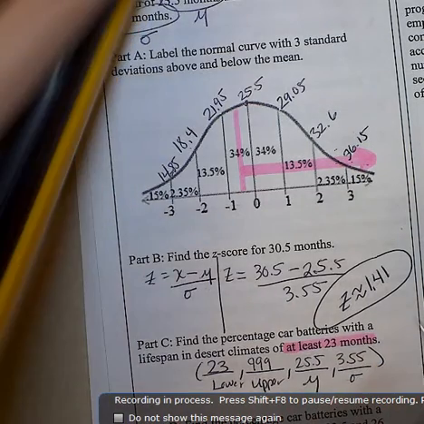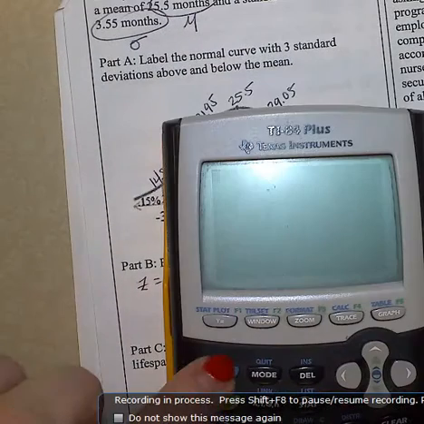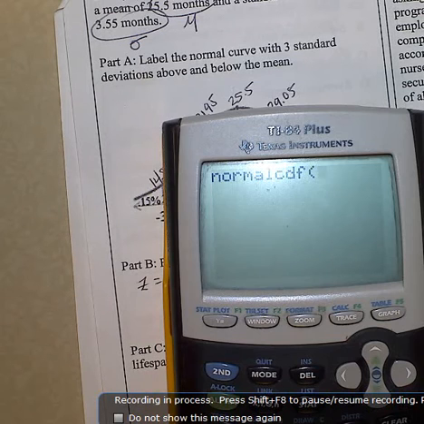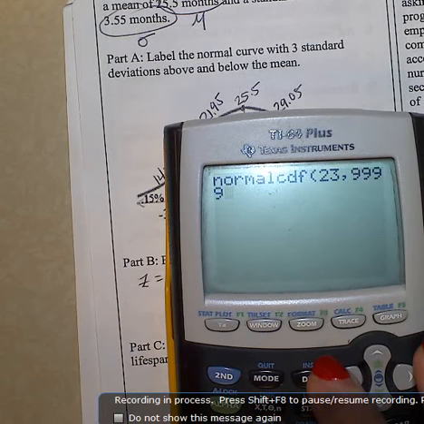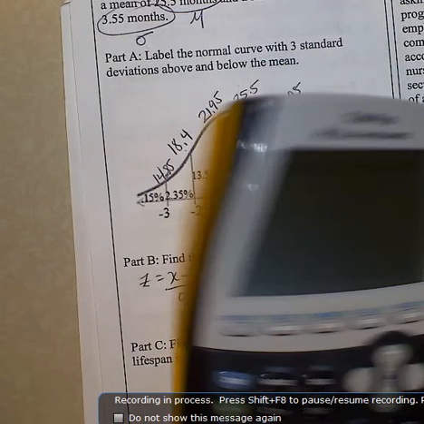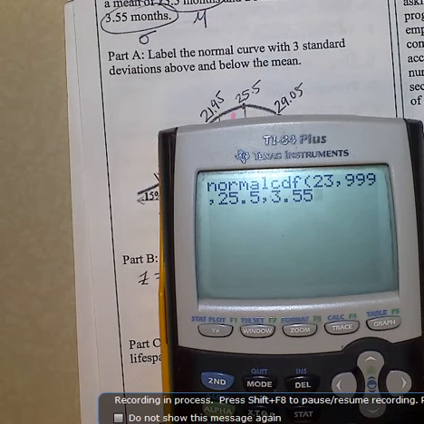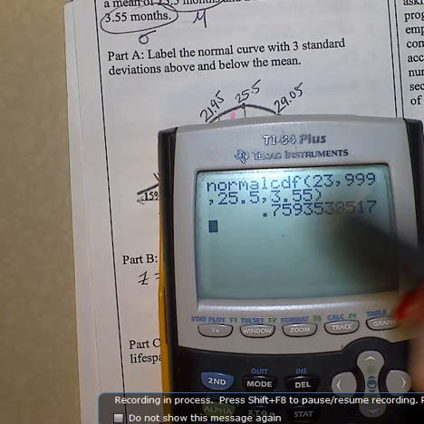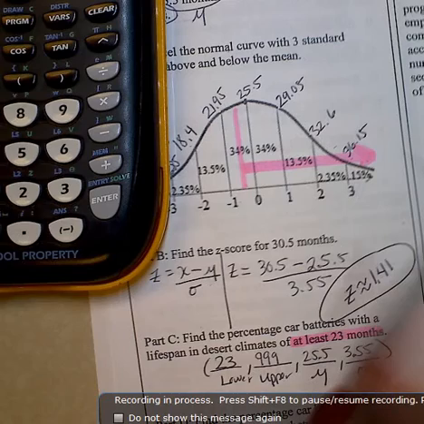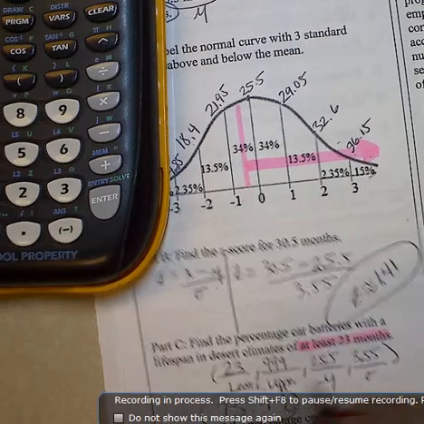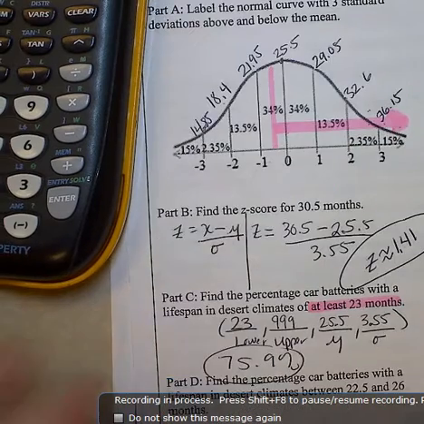Okay, let's plug it in. So second bars, normal CDF, and I'm plugging in 23, comma, 999, comma, 25.5, comma, 3.55, and parentheses. And then I'm going to round to the nearest tenth, so 75.9. As we can see up here, that would be very close to 75.9%. Okay.